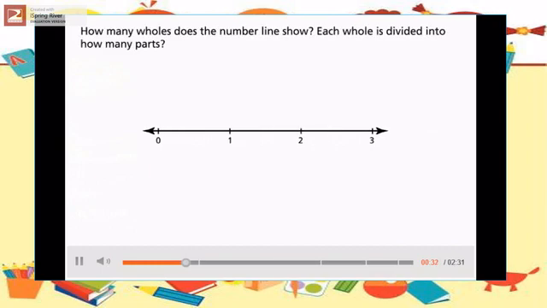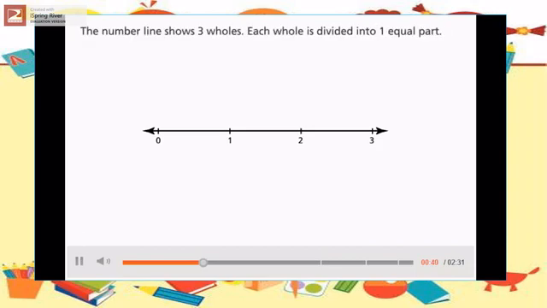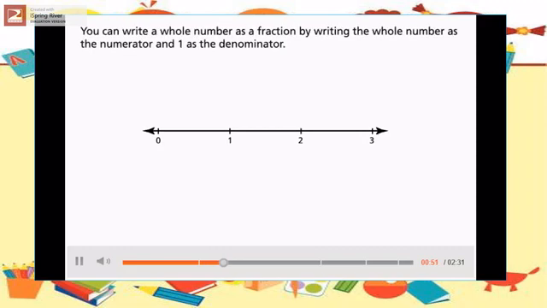How many wholes does the number line show? Each whole is divided into how many parts? The number line shows 3 wholes. Each whole is divided into 1 equal part. You can write a whole number as a fraction by writing the whole number as the numerator and 1 as the denominator.